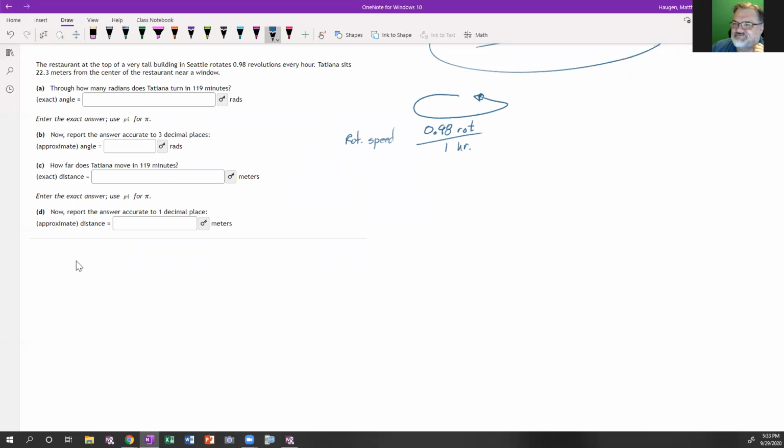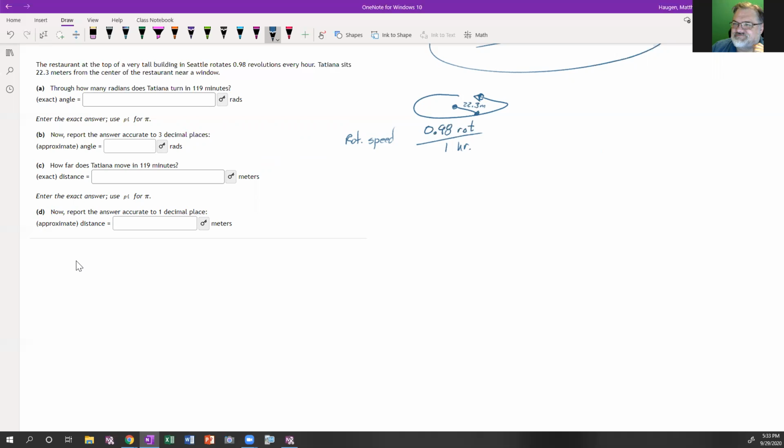This person sits 22.3 meters from the center of the restaurant. So that gives us a radius, 22.3 meters from the center of the restaurant. Great. Through how many radians does this person turn in 118 minutes?